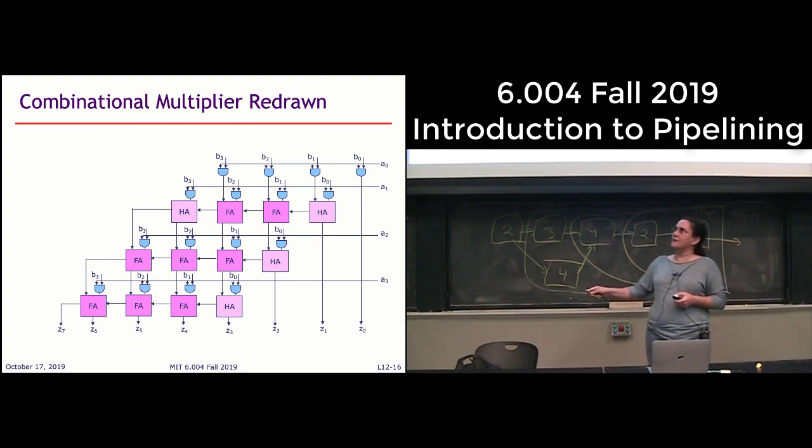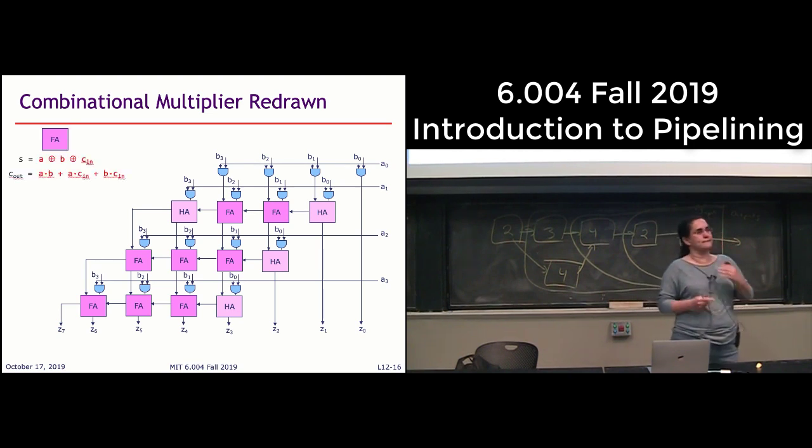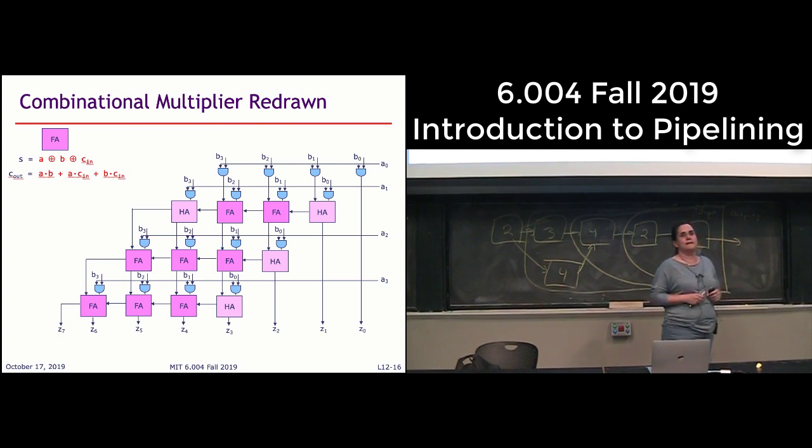Well, full adder, you guys are familiar with. And so I'll just remind you what the definition of a full adder is, which is it has three inputs, A, B, and a carry in. And the sum is going to be the exclusive OR of those three inputs. And the carry out is going to say that if at least two of them are equal to 1, then I'm going to get a carry out, okay?